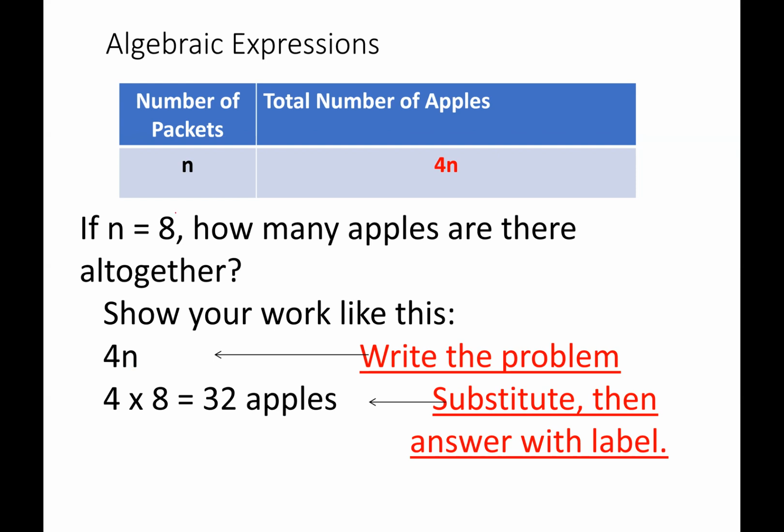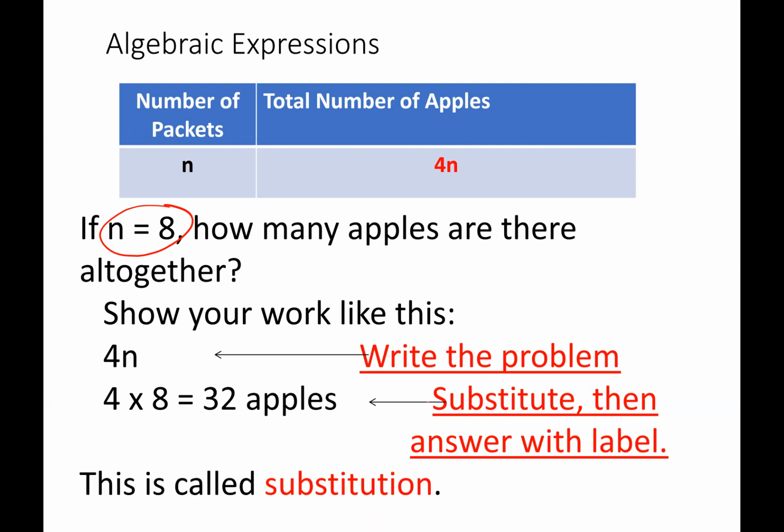And then we're going to substitute in the number that our problem tells us equals n. What does n equal in this case? 8. It equals 8. So now we want to write 4 times 8. Okay, and then we can go ahead and write the answer. What is the answer? Mira? 32 apples. We would answer with a label. This is called, anybody know? Probably not. Substitution. So you're going to write the word substitution on your notes.